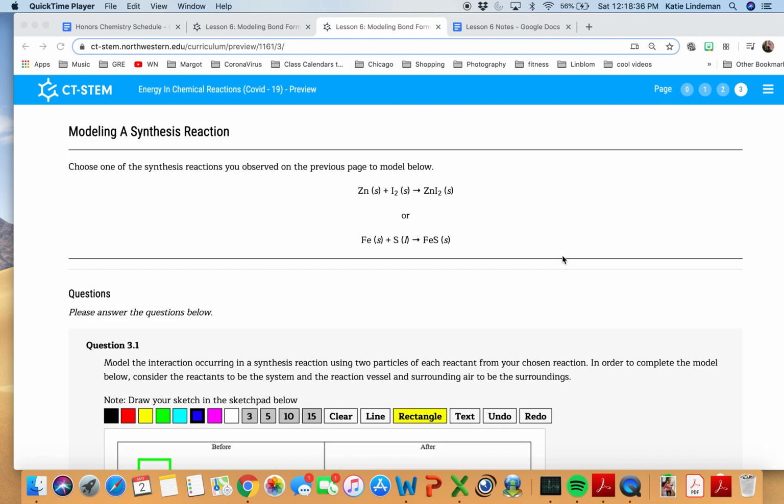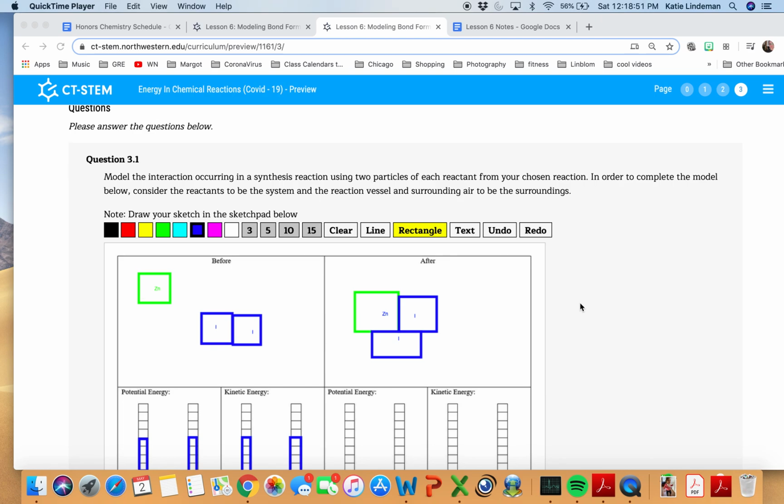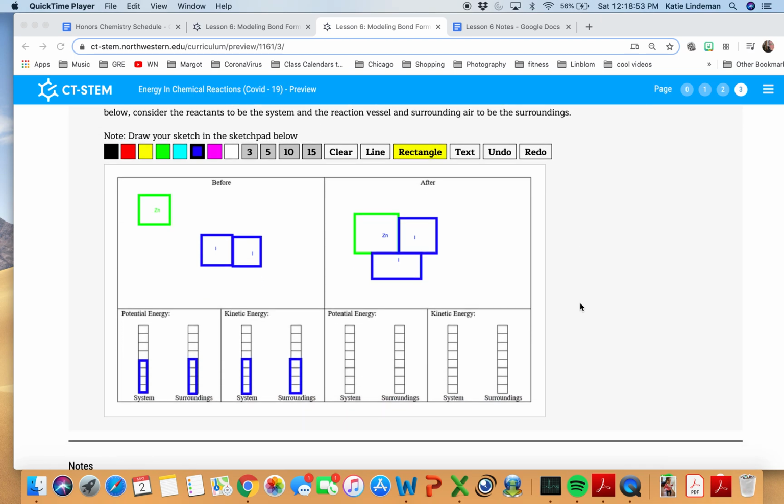In this video, I'm just going to talk through page 3 of lesson 6. So you need to choose one of the synthesis reactions that we watched play out from the previous page. I'm just going to choose the zinc and iodine synthesis. So if we scroll down, this is what I've already sketched in.